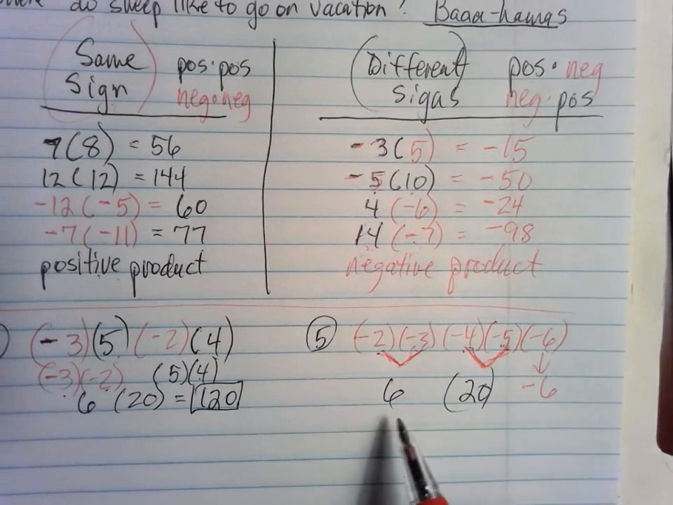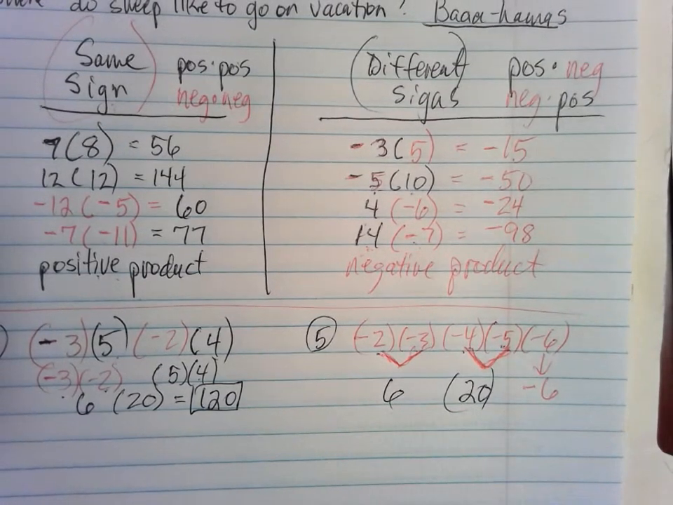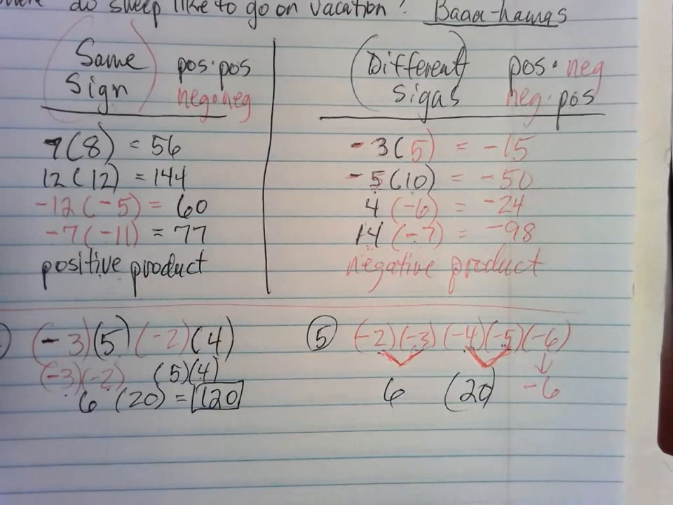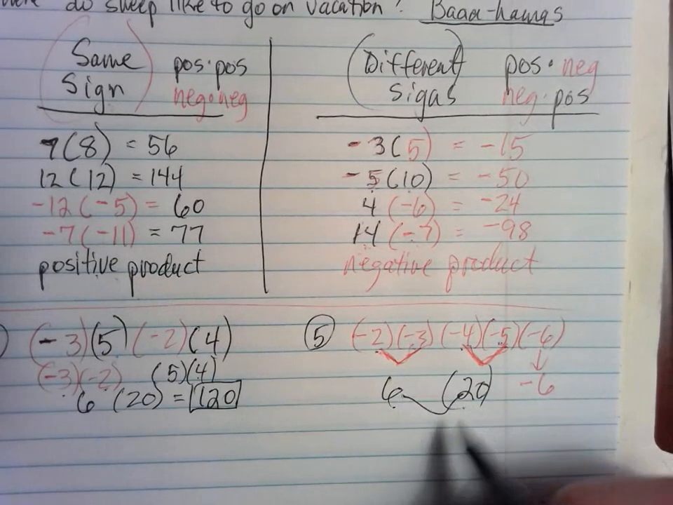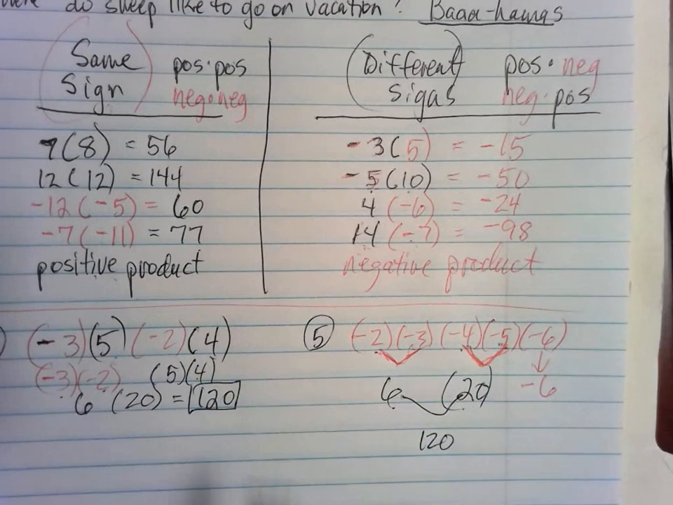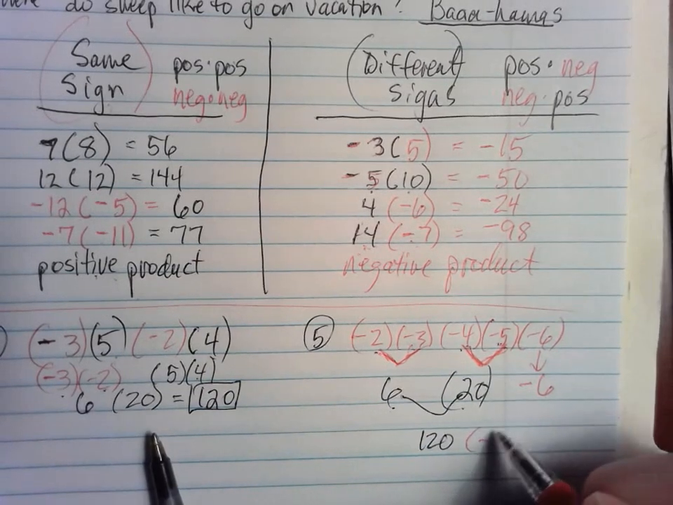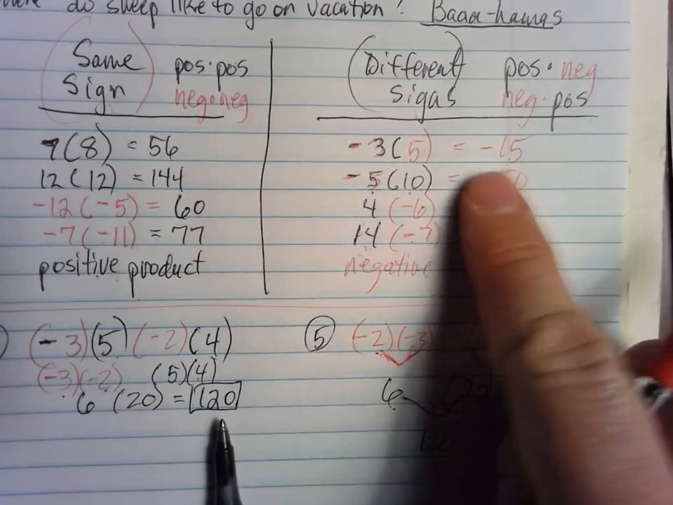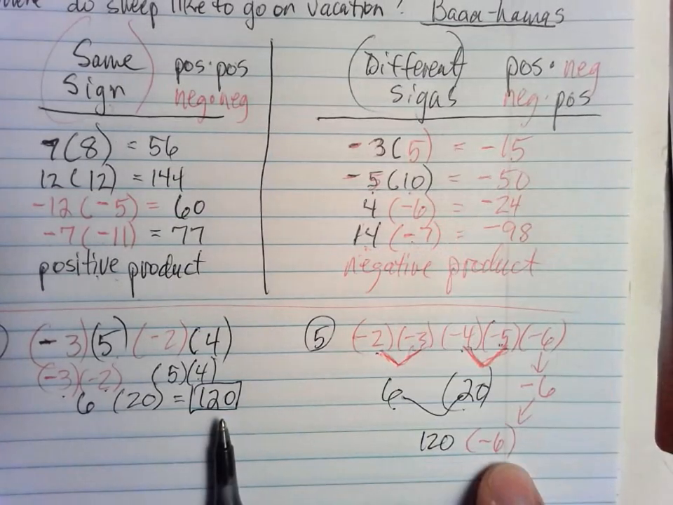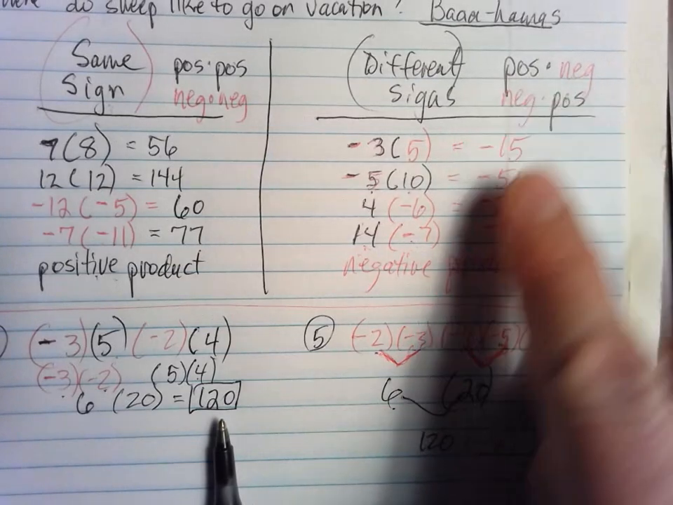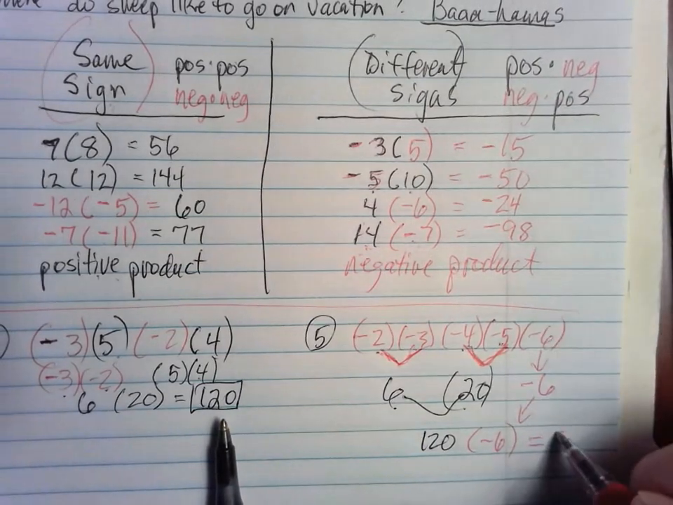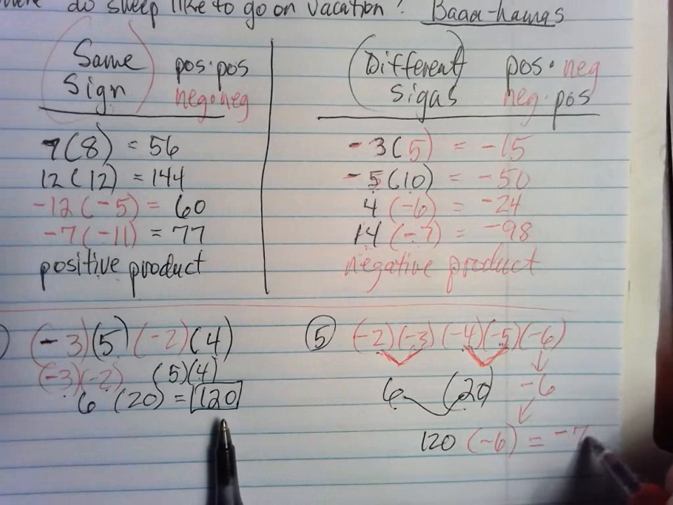Okay. Now, we know 6 times 20. That's just a positive times a positive. Okay, which is going to give me a positive product. So 6 times 20 right there is 120. Then I'll bring down that negative that I got on the end down there, the negative 6. Now I've got different signs. Okay, I've got a positive times a negative. Positive times negative is going to give me a negative product. So if I multiply those together, that is going to give me negative 720.